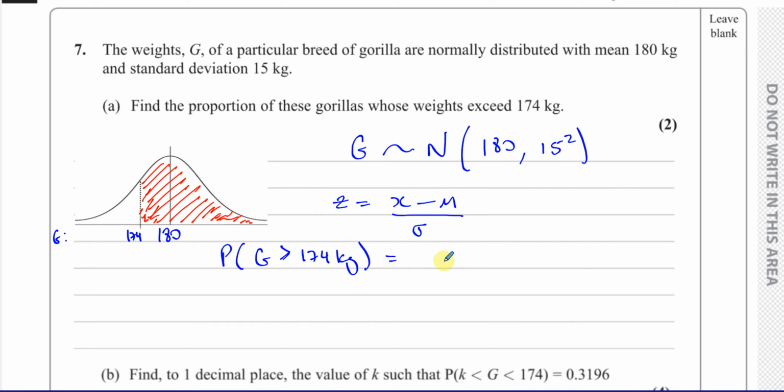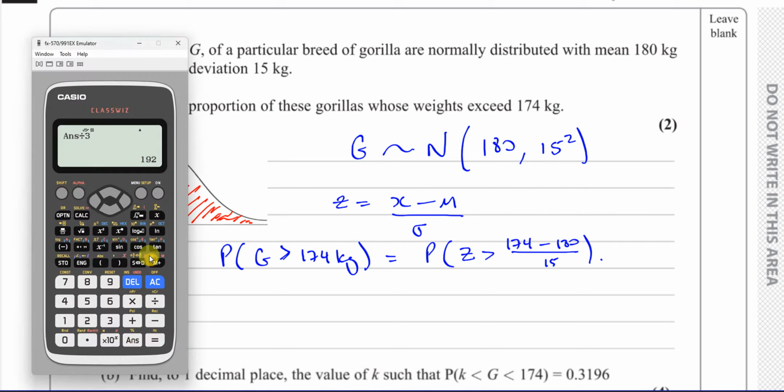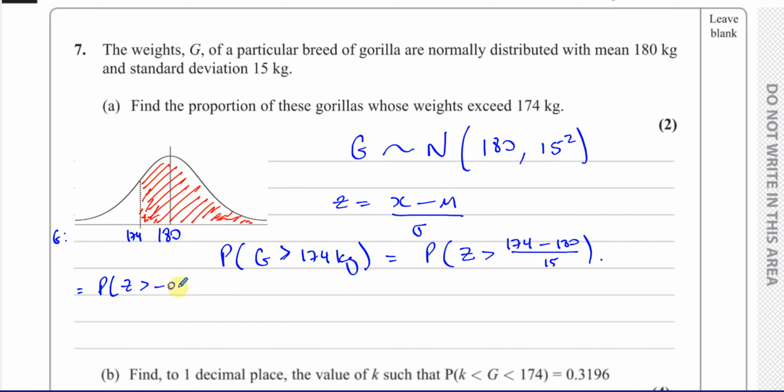What I can do is say that's the same as saying the probability that Z is greater than, and then I can standardize this score. So it's 174 minus the mean, which is 180, divided by the standard deviation, which is 15. So we can take our calculator and say 174 take away 180 divided by 15. That gives us minus 6 divided by 15, which is minus 0.4.